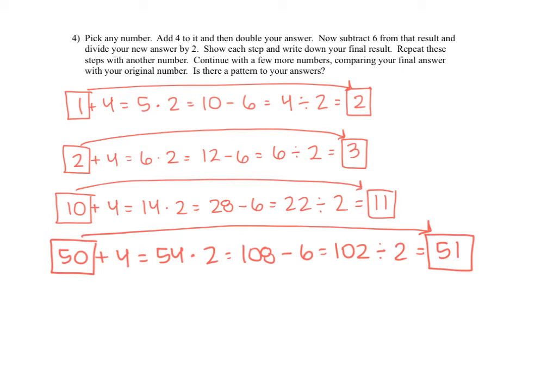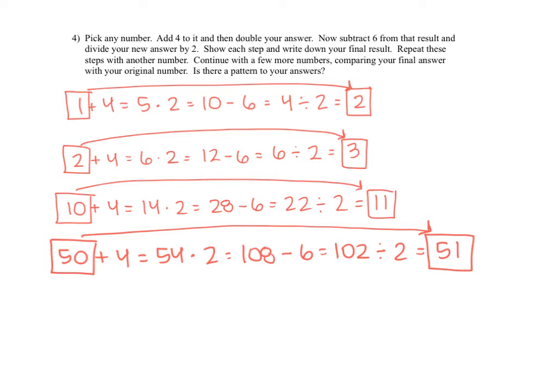All right, let's take a look at number 4. Now, number 4 was like a number trick problem. It told you to pick a number, and then it had you do several things to it. You added 4, you doubled it, which means multiply by 2, subtracted 6, and then divided it by 2. And it wanted you to do that with several numbers to see if you started to see a pattern.